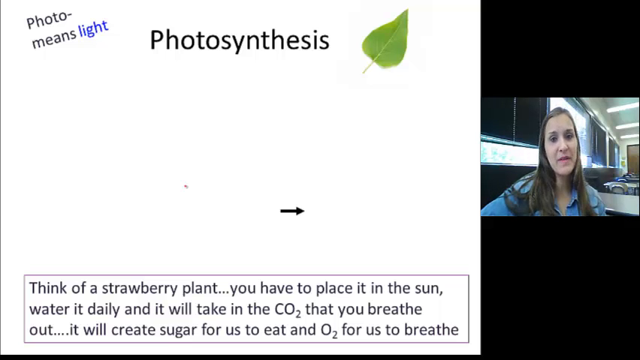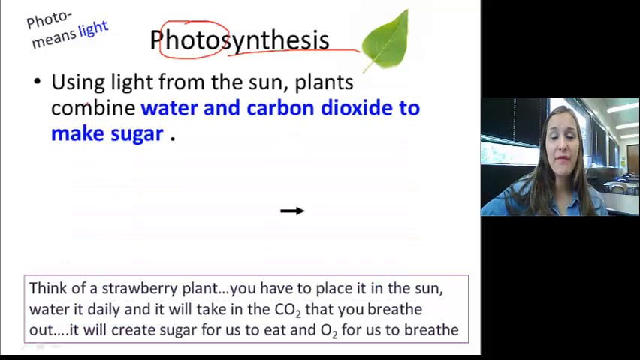Photosynthesis, again, happens in plants. An easy way to remember what this process is that photo means light. Think of photography, taking pictures. Can you take a picture without light? No, it either has to be bright enough outside or you need a flash. So photo means light and synthesis means to make. So you're making something with light. That's exactly what photosynthesis is.